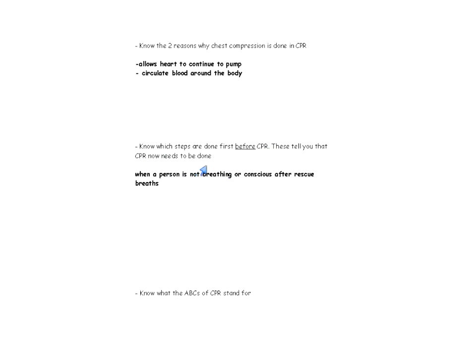Okay, so the next question says, Know which steps are done before CPR. These tell you that CPR now needs to be done. But rather than talking about steps that need to be done, I probably should have said, know what you need to check before CPR. And so what you need to check is that a person is not breathing or conscious after giving them a rescue breath. Okay, so first, before you started any CPR, you would have done a rescue breath, and you would have found that it hasn't caused them to start breathing, and they're not conscious, and so because of that, you're going to do CPR. Okay?